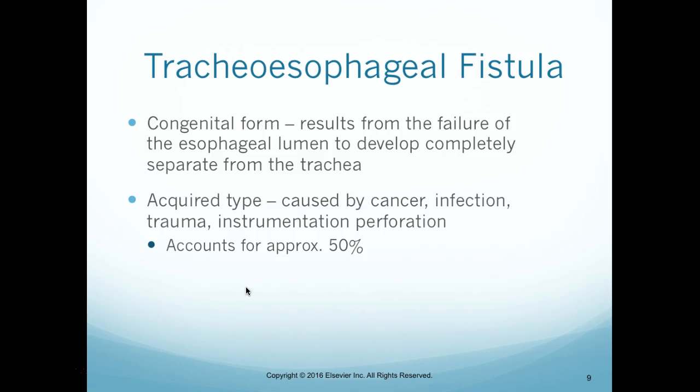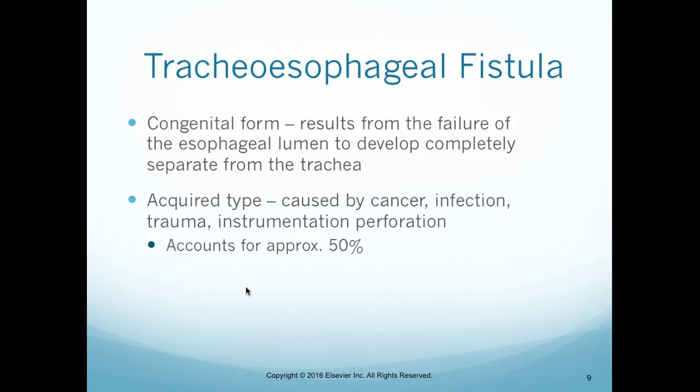So the tracheoesophageal fistula, it's just like what it sounds. A fistula is a communication between two parts. So we're talking about the trachea and the esophagus that are communicating. There's the congenital form. This is the form that I've seen most common. It happens when during development, the esophageal lumen doesn't completely separate from the trachea. So I'll show you pictures of what that looks like, and there's different grades.